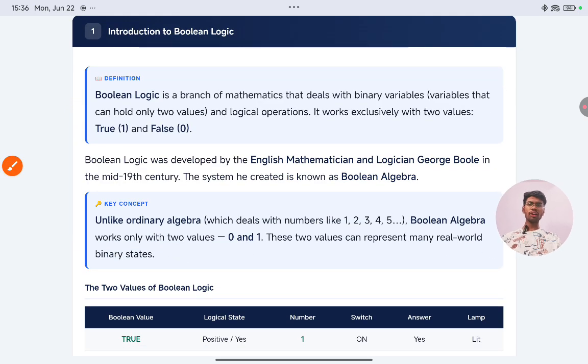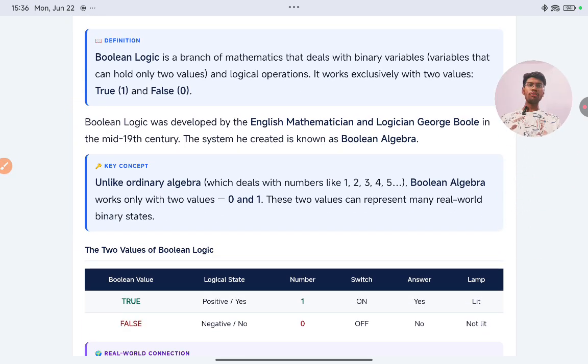So let's understand what Boolean logic is. Boolean logic is basically a branch of mathematics that deals with binary variables, binary language that can only hold two values and does all the mathematical operations in that. That's true, which stands for 1, and false, which stands for 0. So we can relate it with a switch that is on or off, or high voltage or low voltage.